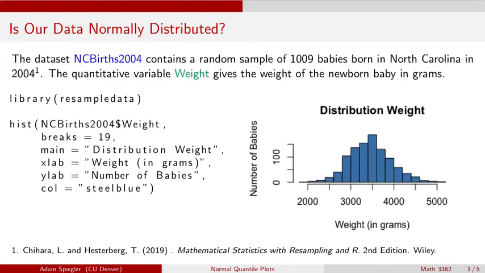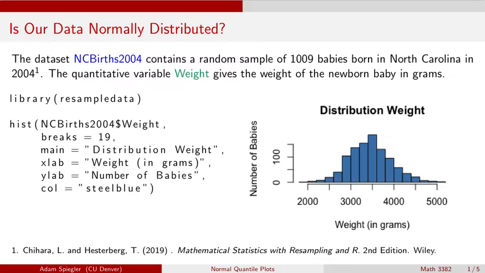Notice here I've customized how many breaks we have, added a title to the histogram, and changed the color of the bars. Looking at this data, it seems that the babies born were between 2,000 grams and 5,000 grams, and most of them were about 3,500 grams.